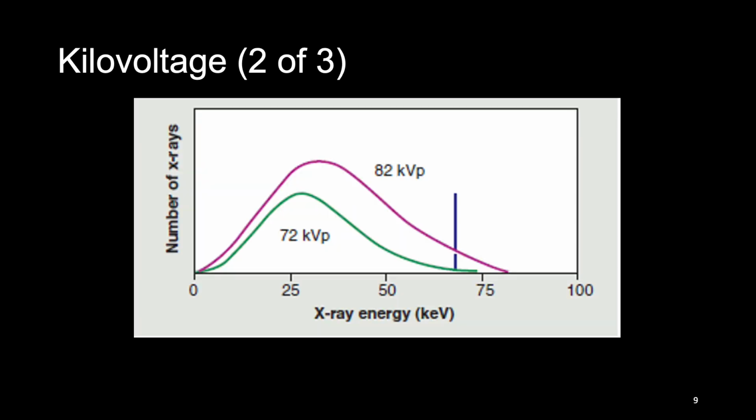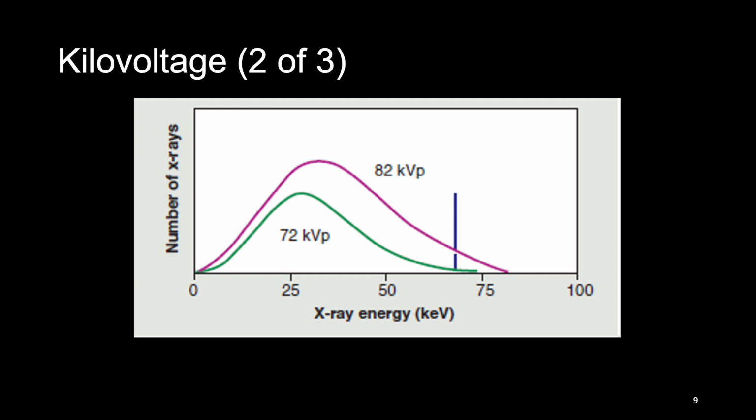This diagram here is showing the change in kilovoltage peak. Two emission spectra illustrating the result of an increase in kVp, which is the purple curve. The green curve is where the kVp started at 72 kVp, and then the peak went up to 82. Increases in kVp increase the quantity and quality of radiation.